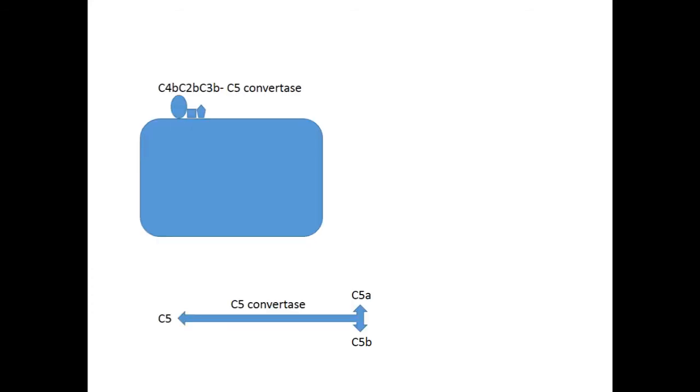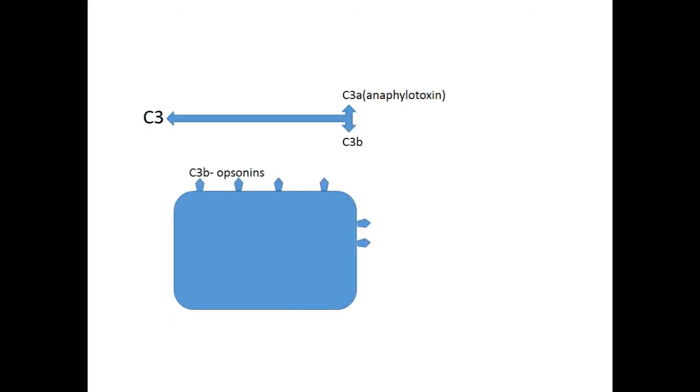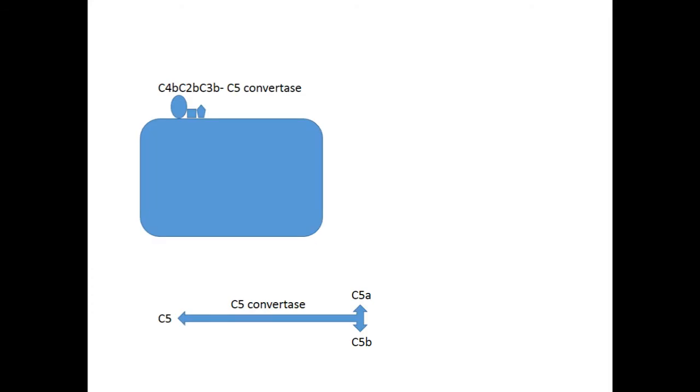Now coming back to the convertase, the C3b can act as an opsonin, but C3b can also attach to the previously formed complex and form C5 convertase. So C3b can independently attach to the surface of the pathogen and act as an opsonin, or it can attach to the C4b C2b complex and form the C4b C2b C3b complex, which is called the C5 convertase. Now C5 convertase will act on the C5 in the plasma and divide it into C5a and C5b.